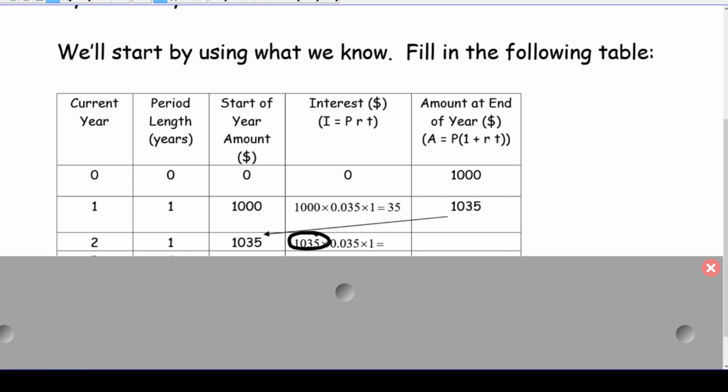So 1,035 times 0.035 times 1 gives me 36.23 approximately. It's 36.225. I'm going to round it off to 36.23. All right. And then I add that amount to the amount I had from the previous year. So this is the interest gained during the second year that money is in the bank. And I'm adding it to the previous amount, which is, I believe, $1,071.23.